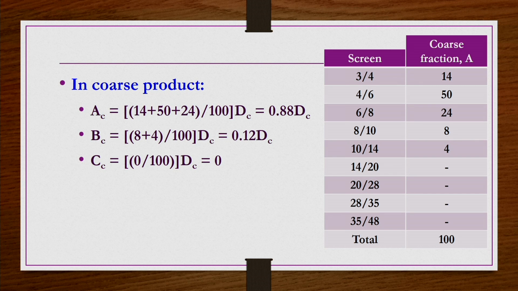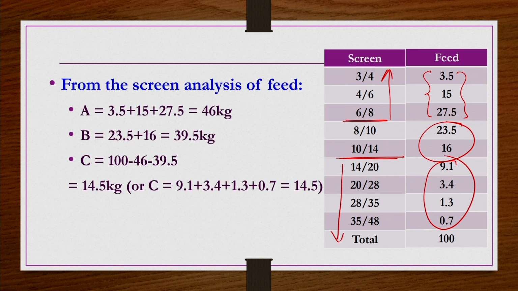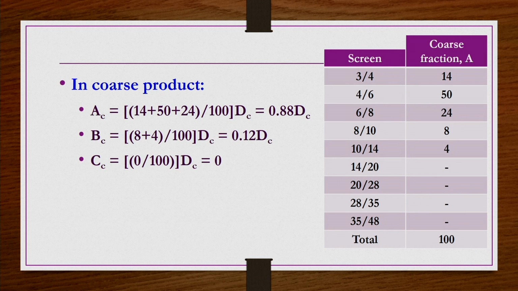Similarly, in the coarse product also we can have AC, that is up to 8 mesh, whatever is there, that is the coarse. So, that is 14 plus 50 plus 24 divided by 100 multiplied by DC. Multiplied by DC is nothing but 0.88 DC.